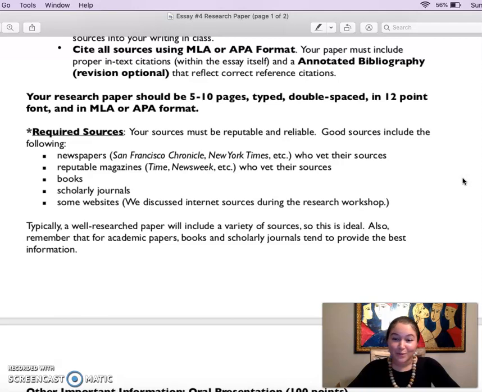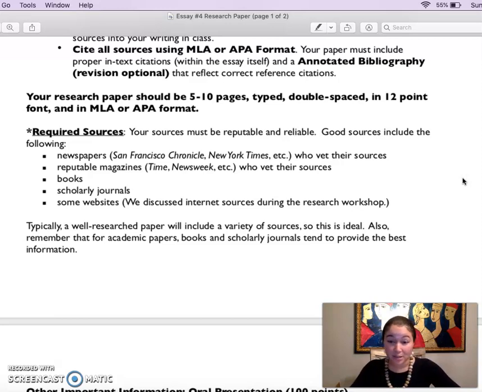So all of the sources that you could include would include things like newspapers, reputable magazines, people who are responsible for vetting their sources. So we're not looking at bloggers unless we're talking about a professional blog that's tied to one of these reputable entities that do vet their sources.